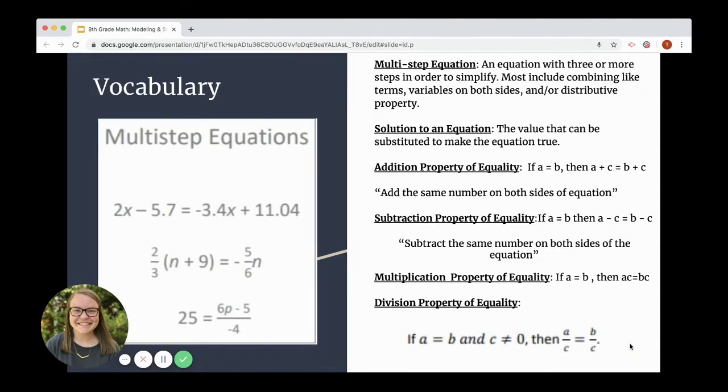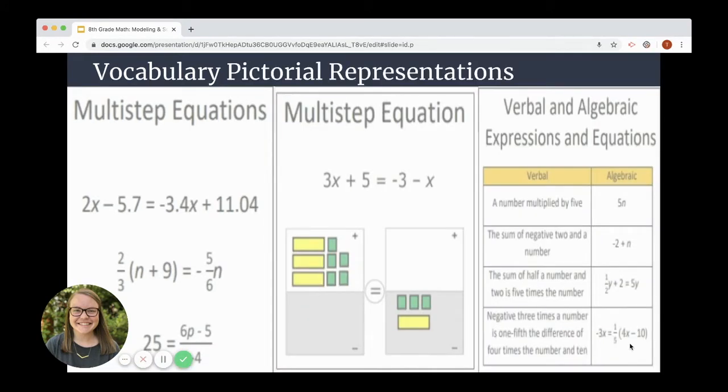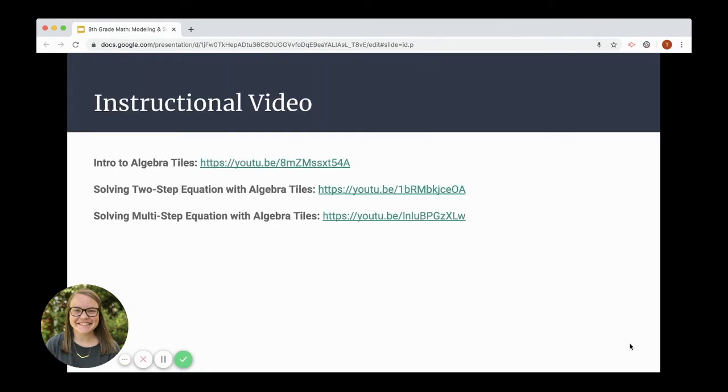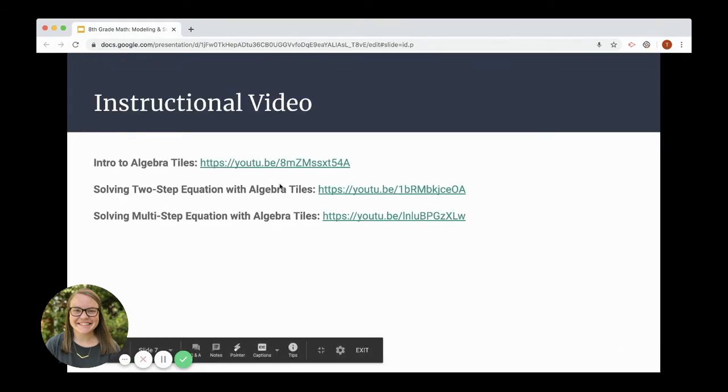Just again, here's your vocabulary that we talked about yesterday: solving multi-step equations, solution to an equation, and then your properties of equality that we talked about earlier this year when we did order of operations as well. And those are those same pictorial representations that we talked about yesterday. Let's go ahead and take a look at our instructional videos for today. This first video is just an introduction to Algebra Tiles.